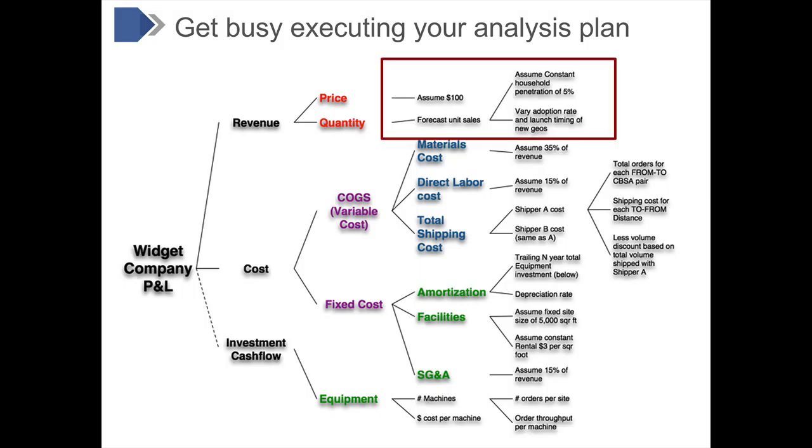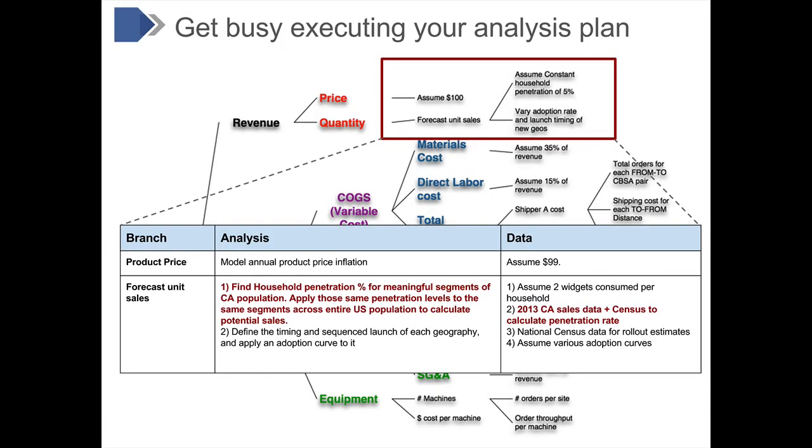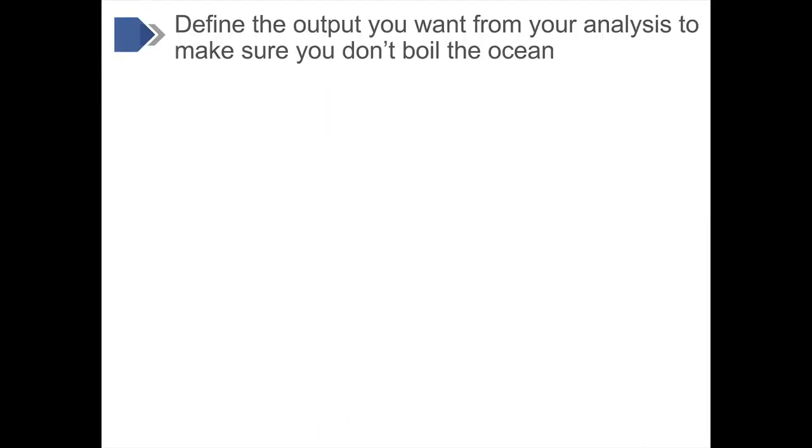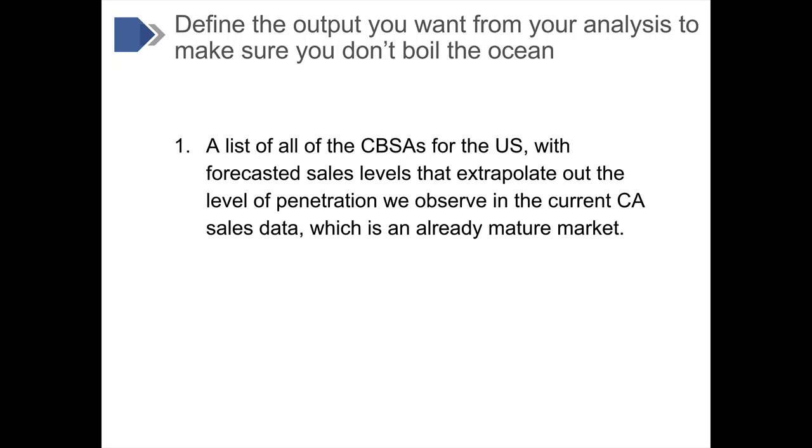We started with a prioritized issue tree and then established a set of all of the analyses we need to conduct to solve the problem. To avoid boiling the ocean, we determined specific output we'd like to create, and it's that output we're going to focus on now. Firstly, a list of all the CBSAs for the US, with forecast sales levels that extrapolate out the level of penetration we observed in the currently mature Californian market.